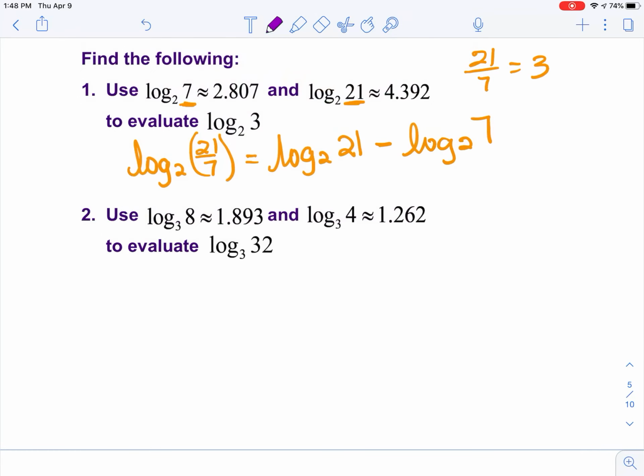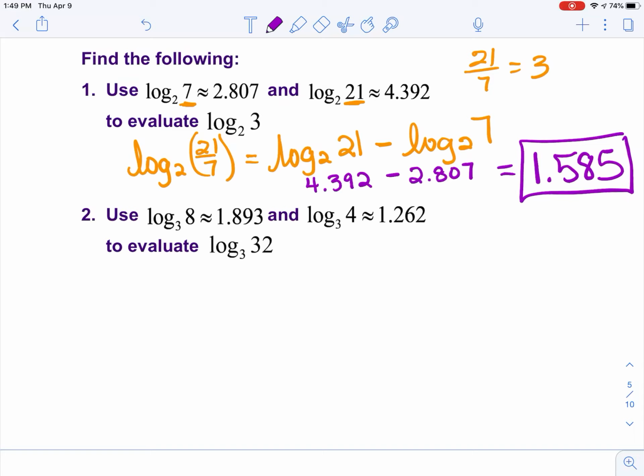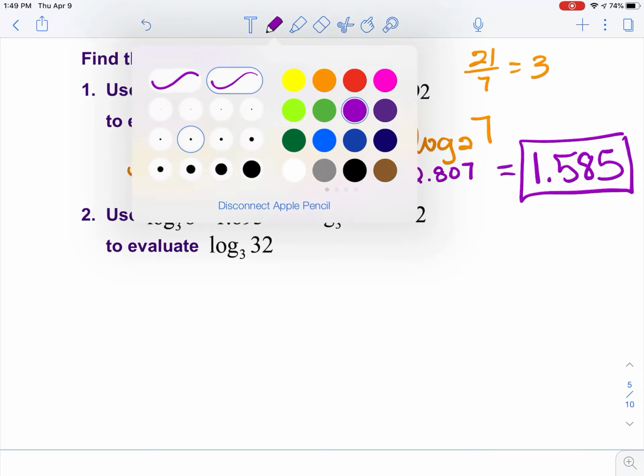And here's where we write in the values. Log base 2 of 21 is 4.392 minus log base 2 of 7 is 2.807. And we're about to get our answer by subtracting those. So 4.392 minus 2.807 gives us 1.585 as our answer. So we just use what they gave us and our properties to find our answer. Let's go on with the next one.